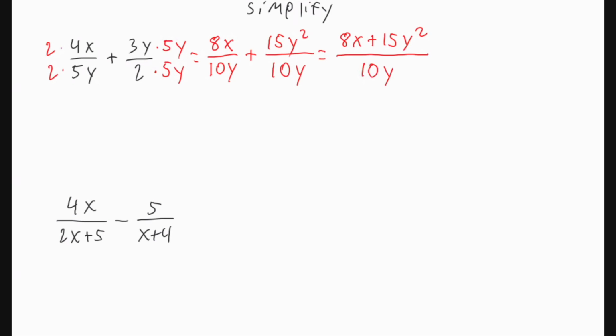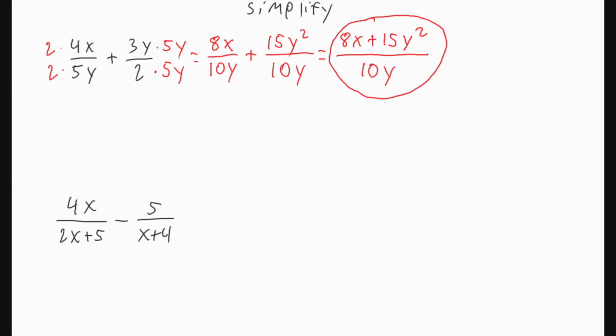Remember, the reason we get common denominators is because the denominator of our answer is also going to be that common denominator. So we don't add the denominators, we keep it the same. And 8x and 15y squared cannot be combined in any way, so that's as simple as we can get this.